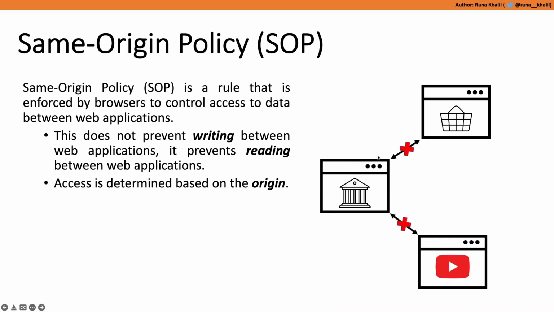So 2 important things to understand about the same origin policy. The first one is that it does not prevent writing between applications. What it does is it prevents reading between web applications. And the second one is that access is determined based on the origin. And that's at a high level overview how the same origin policy works. Now let's get into the nitty-gritty details because this will come in handy when discussing the next concepts that we need to learn about in the video.